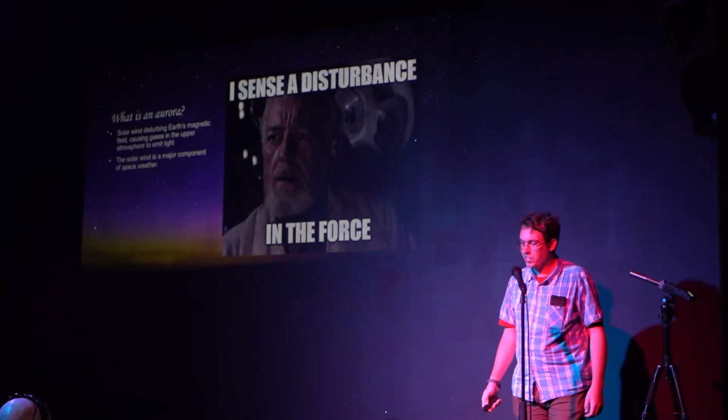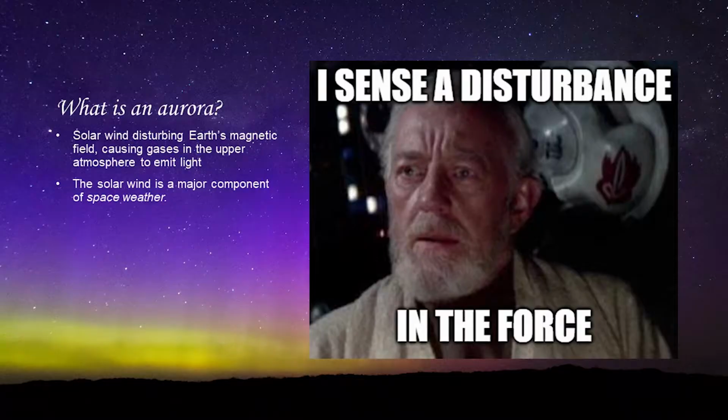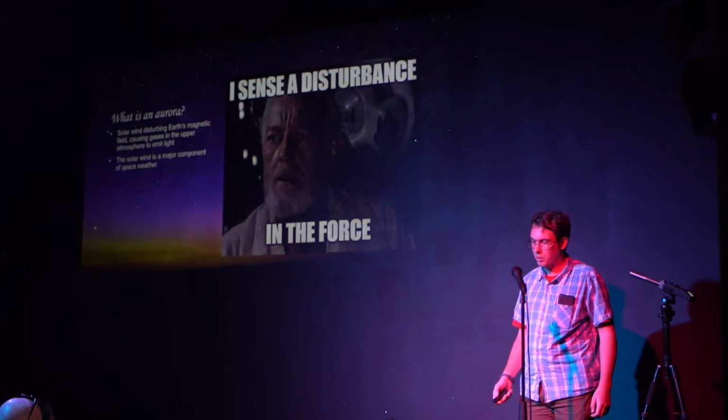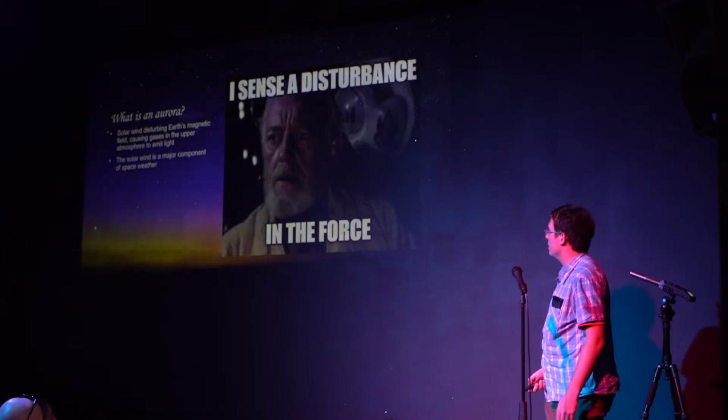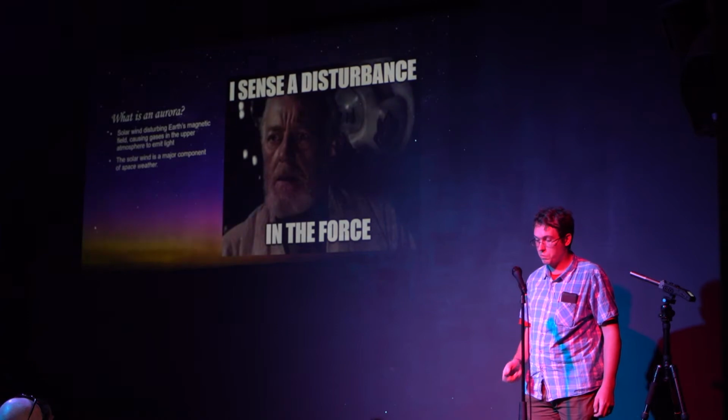As well as sunlight, the sun is constantly bathing the solar system in charged particles traveling at high speeds, known as the solar wind. And the solar wind is itself magnetic and is a major component of what we know as space weather. Because the solar wind is magnetic, it causes disturbances in Earth's protective shield, known as our magnetosphere. And when this happens, the gases in the upper atmosphere emit light, which is the aurora. And our magnetosphere protects us from the worst effects of space weather.